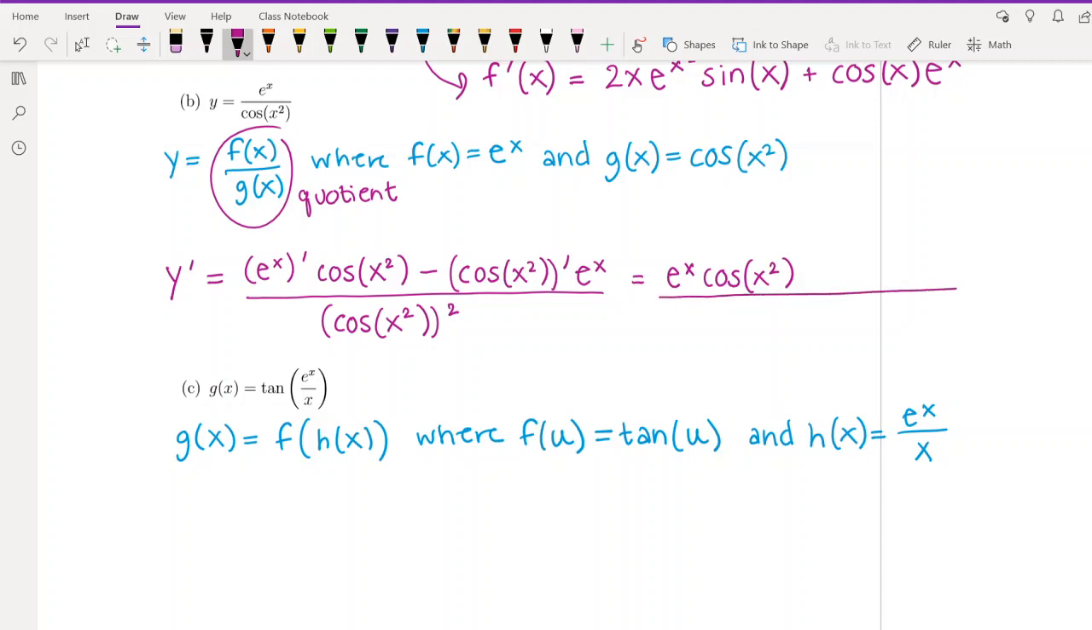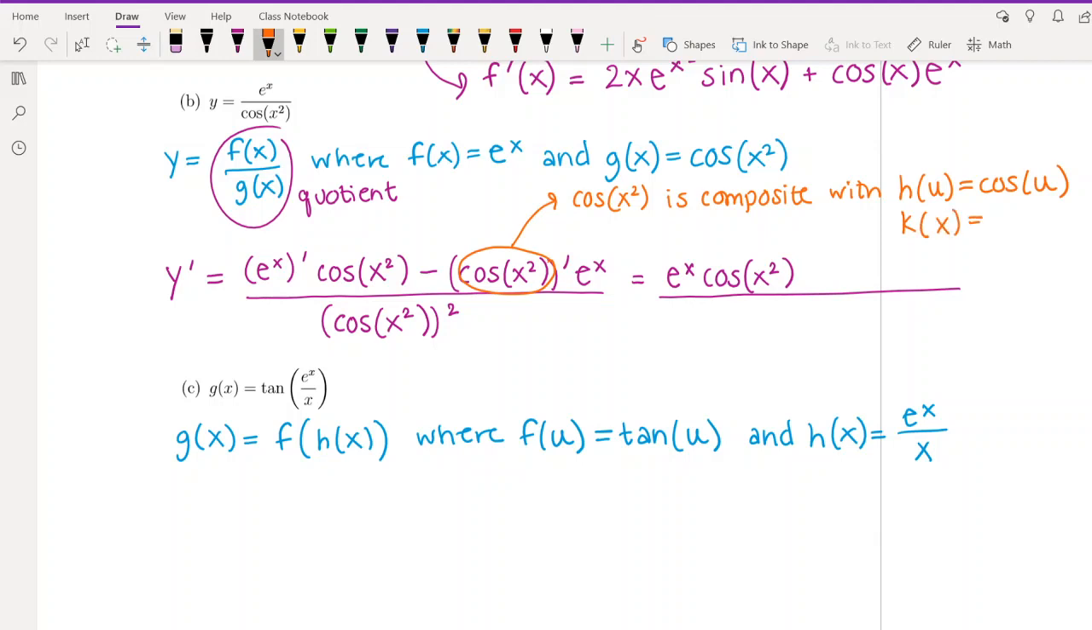And then when we get to the next part, cosine of x squared, this is a composite function, right? And so to take the derivative of it, we need to use the chain rule. So cosine of x squared is composite with the outer function being f. I'm just going to reuse f even though we've already used it. Actually, maybe I won't. I'll use, what have I not used yet? H and k. So the outer function here would be cosine of u, and the inner function would be x squared.